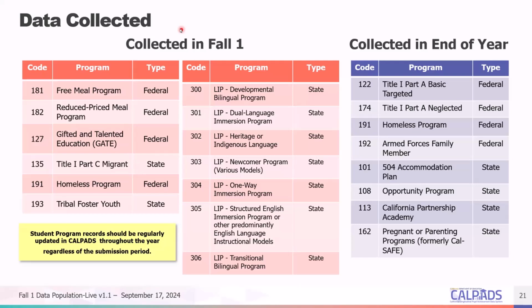Other programs that students may be participating in will not show up until you see them in your end of year reports, even if the data is submitted now. And this includes Title I Part A programs, armed forces, pregnant or parenting, and so on, as listed on the slide here. You may notice that the homeless program using code 191 appears in both Fall 1 and end of year, meaning this information will be contained in reports in both data collection periods.